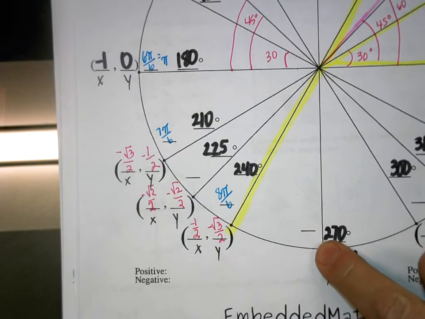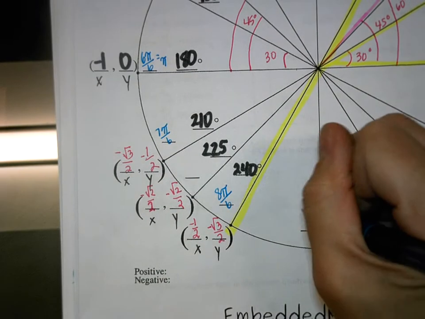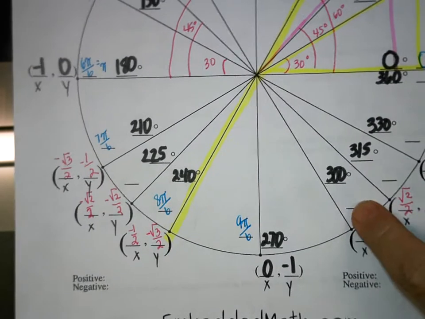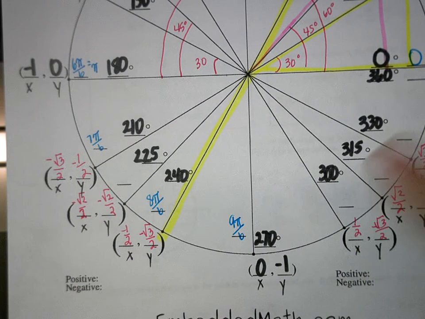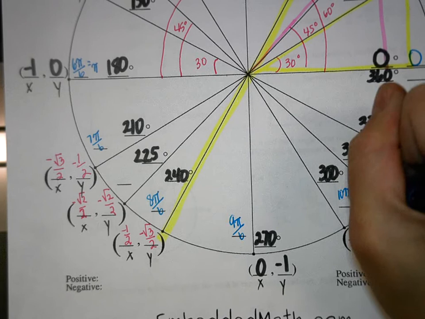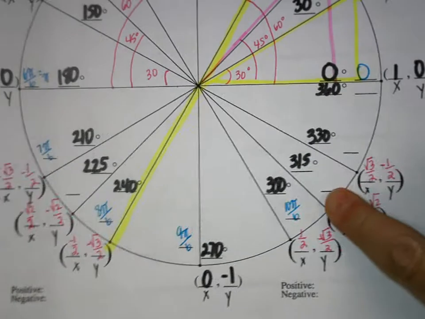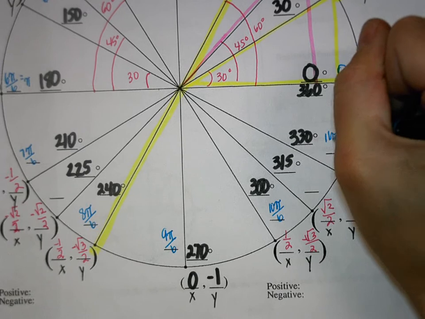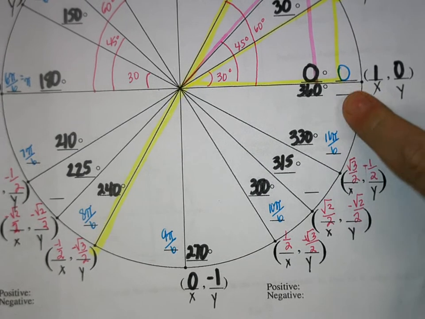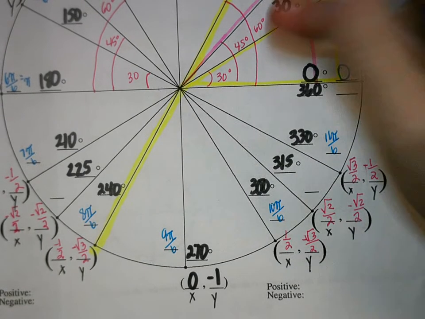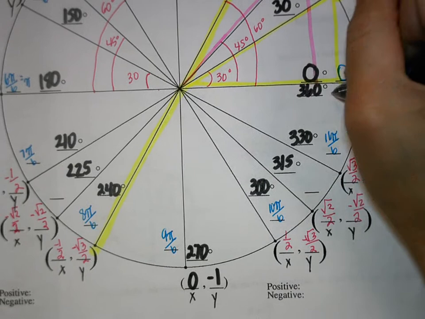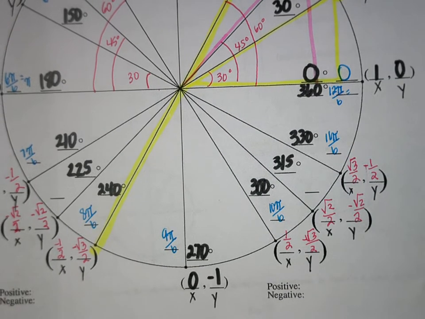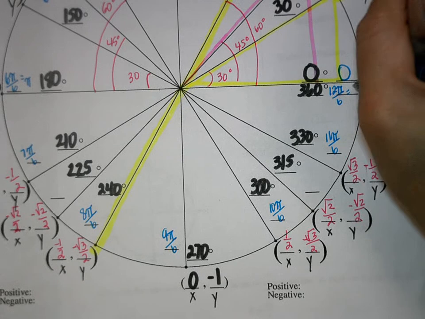At 270, it's going to be 9 pi over 6. At 300, it's going to be 10 pi over 6. We skip our 45 degree. At 330, it's going to be 11 pi over 6. And then at 360, it is? 2 pi. Good. And I'm going to write this first as 12 pi over 6. But we know that ends up reducing to be 2 pi.